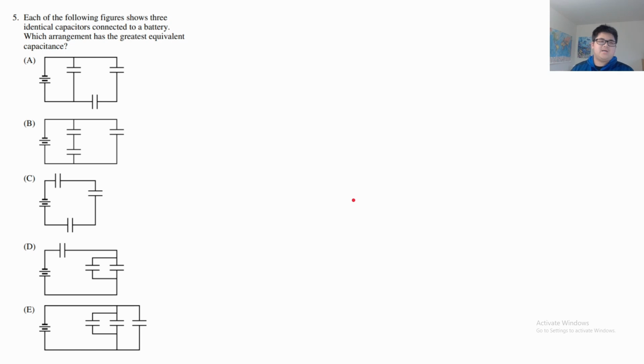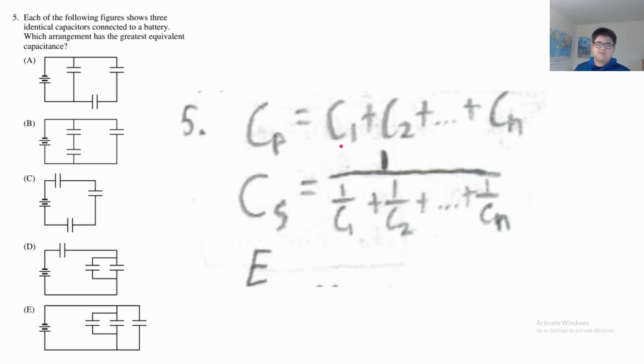Now question 5 asks: each of the following figures shows 3 identical capacitors connected to a battery. Which arrangement has the greatest equivalent capacitance? So it's given to you on the formula sheet, as well as I'm going to tell you. So CP is equal to C1 plus C2 and so on, for all of the capacitors.